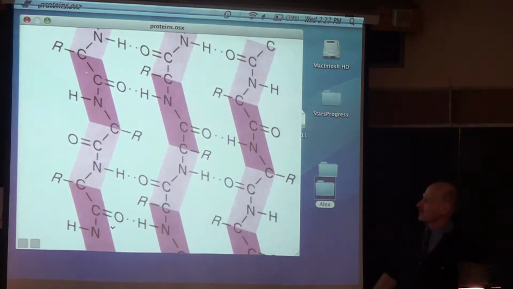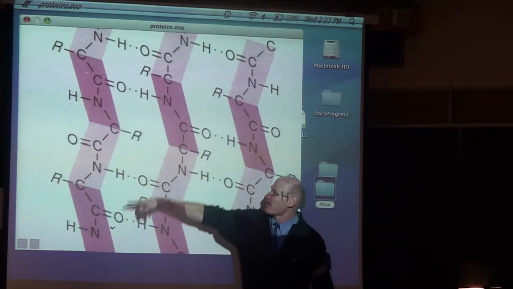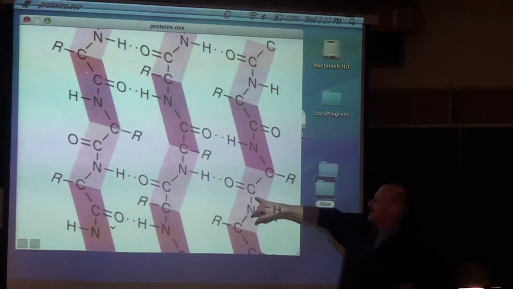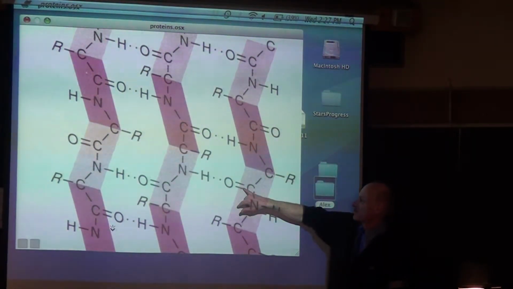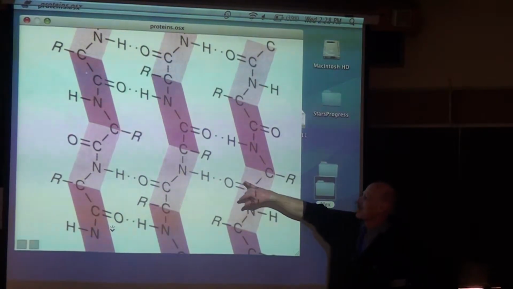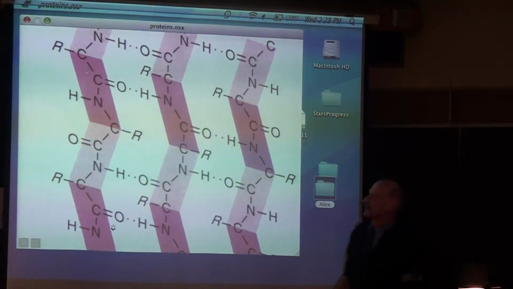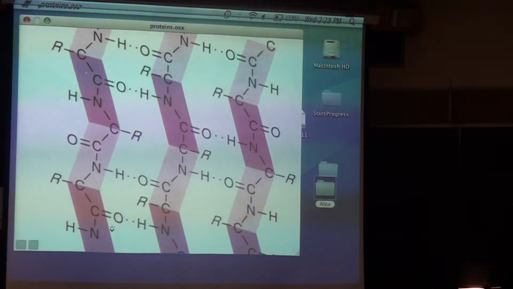Here it is close up. The pink again is the backbone. It zigzags back and forth. And again, you can see it's just the backbone hydrogen bonding that's driving it. The R groups are not involved in any of the secondary structure folding.